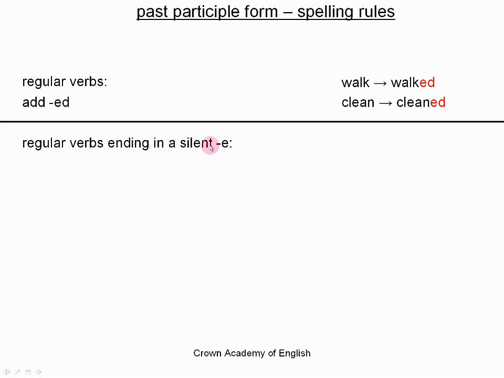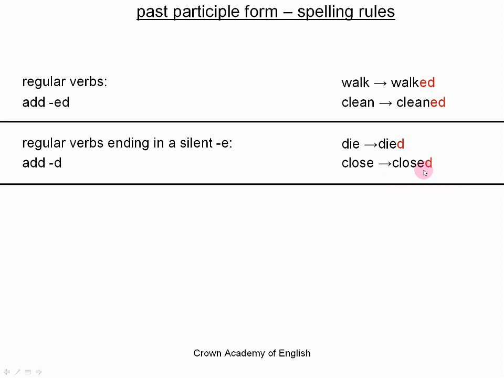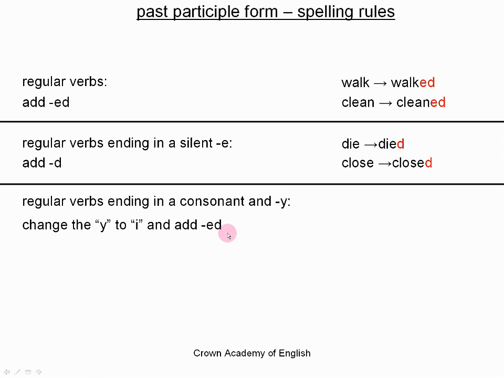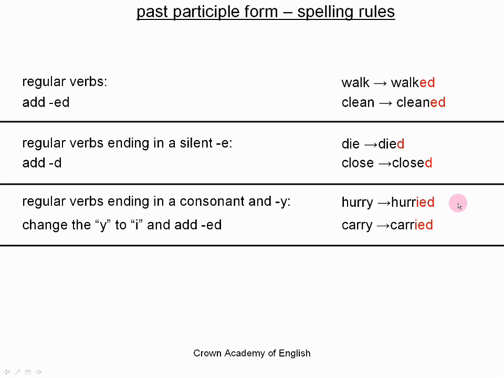Regular verbs ending in a silent e, add d. I have died. I have closed. Regular verbs ending in a consonant and the letter y, we change the y to i and add ed. I have hurried. I have carried. IED.